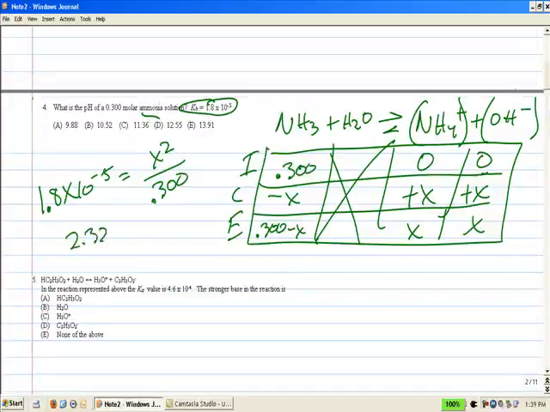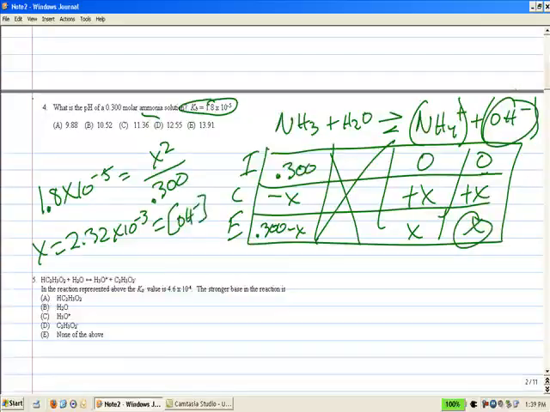2.32 times 10 to the minus third is what I get, and that equals x, which is equal to the hydroxide ion concentration. Again, we're looking for the pH. So one thing I can do with the hydroxide ion concentration is get the pOH. We know that the pOH is the negative log of the hydroxide ion concentration, so it's the negative log of that number. So negative log of that answer equals 2.64, let's say. I'm just writing these down, but the actual numbers I'm leaving on my calculator.